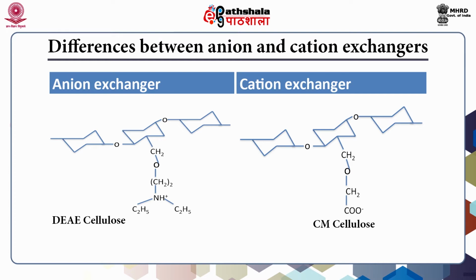On the contrary, in case of cation exchanger, the best example is CM cellulose. In this, the negative charge is because of the ionization of the carboxylic group. So, when the COOH is broken down into H plus and COO minus, this COO minus is contributing the negative charge on the cation exchanger.